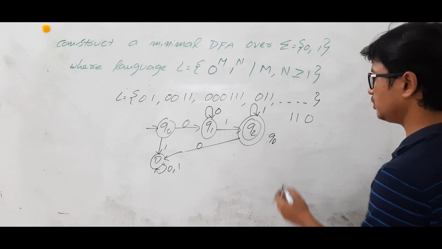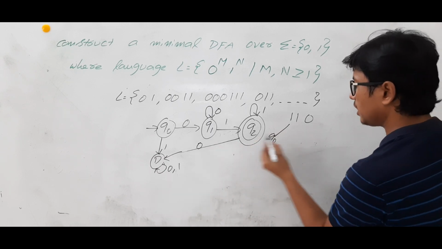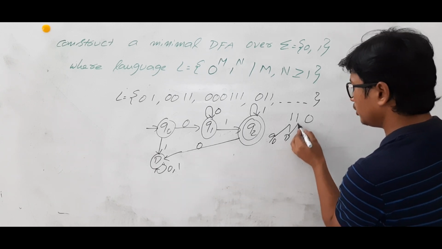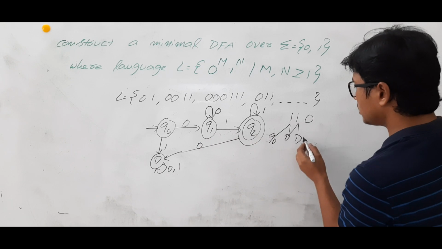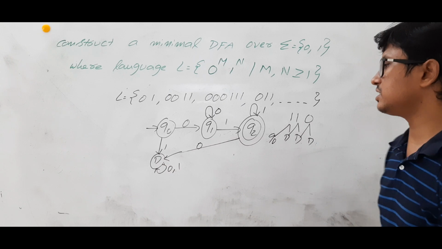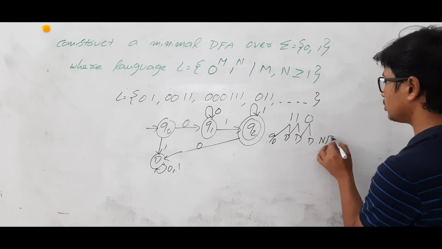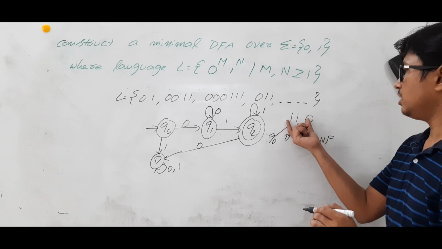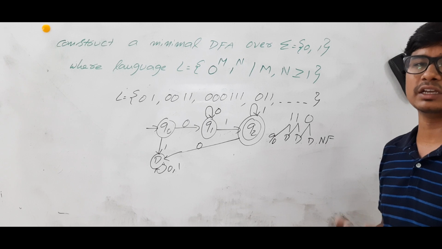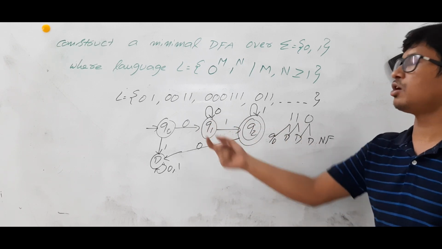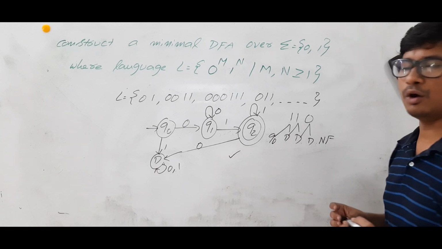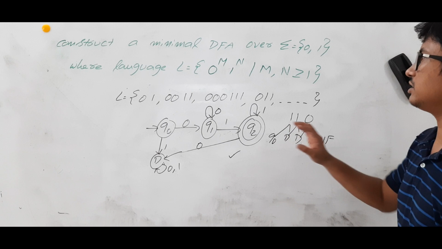From the initial state Q0 on 1, I am going to a state called D. Now D on 1, you are still in D. D on 0, it is in D. Now is D a final state or a non-final state? If you can see it, D is a non-final state. So from the initial state, by taking the string 110, you have reached a non-final state. So what can I say? This string 110 is not accepted by the DFA. So I hope you have understood how I constructed the DFA for this one.